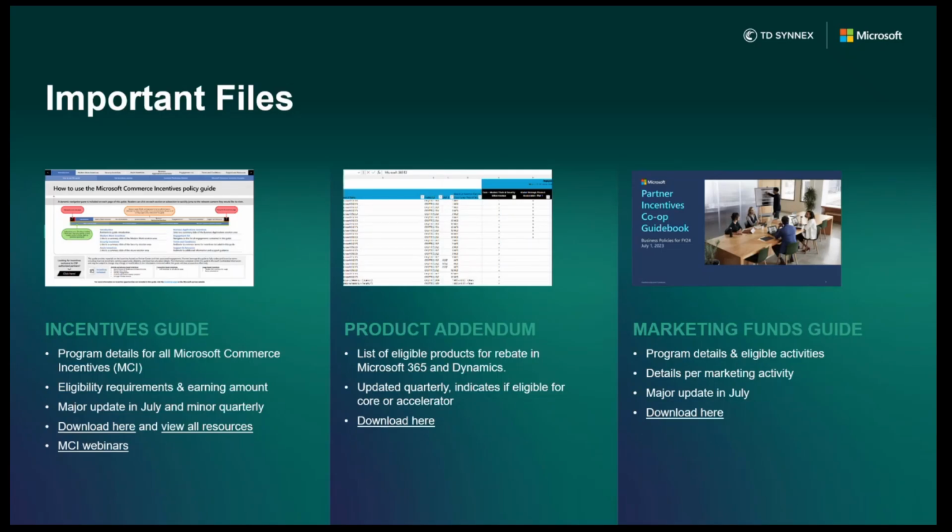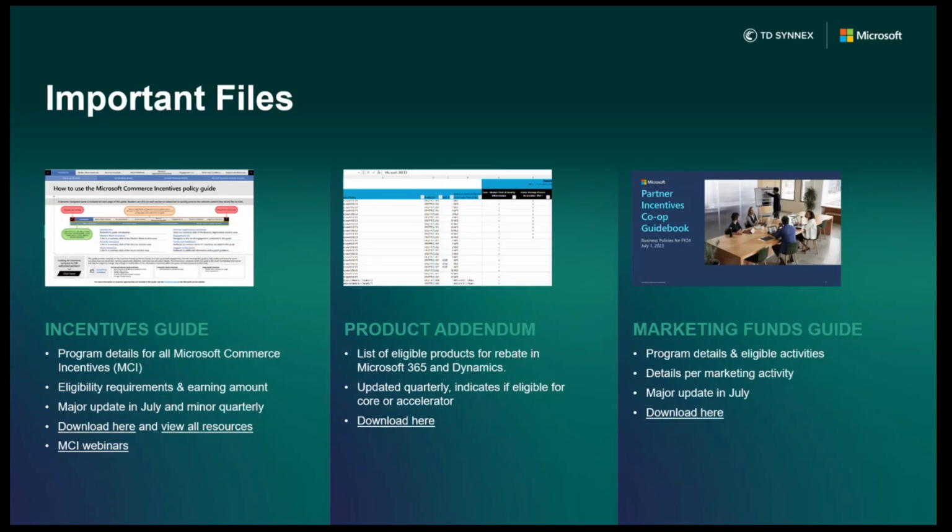I expect it to come out this week, and that's because new SKUs are being launched today, those Copilot business SKUs: Microsoft 365 Business Basics with Copilot, Microsoft 365 Business Standard with Copilot, and Microsoft 365 Business Premium with Copilot. So you'll see this one get updated probably tomorrow. You'll want to download that again so that you're clearly focused on the SKUs that are going to give you those incremental accelerators. The last document is the co-op guide. If you're earning rebate, you are earning co-op.